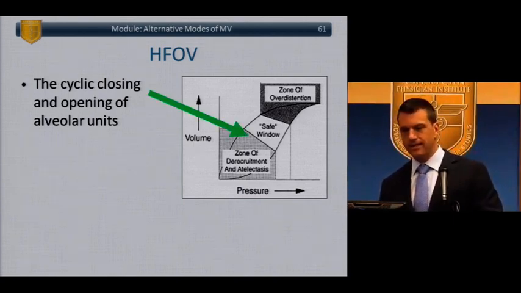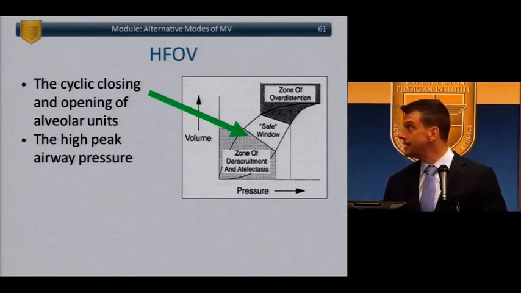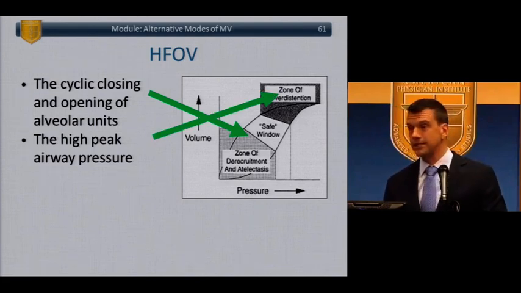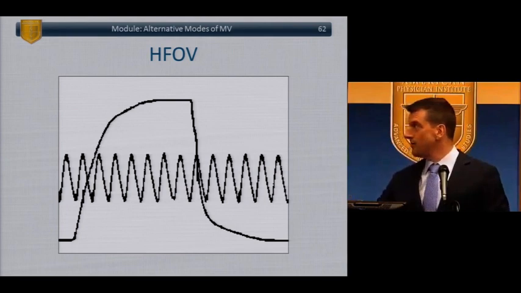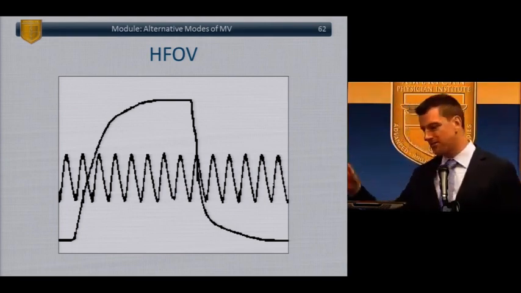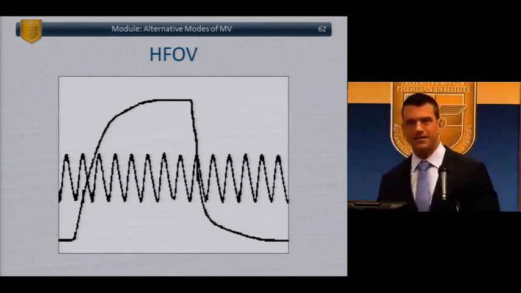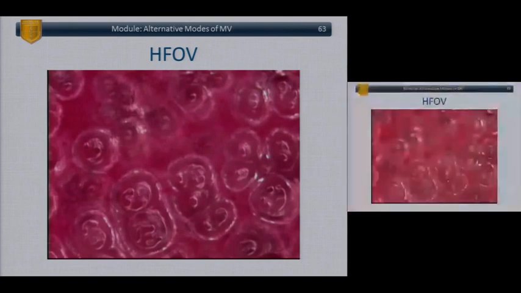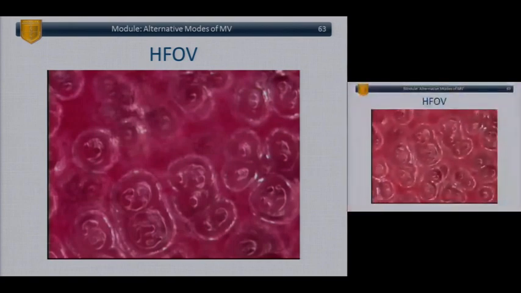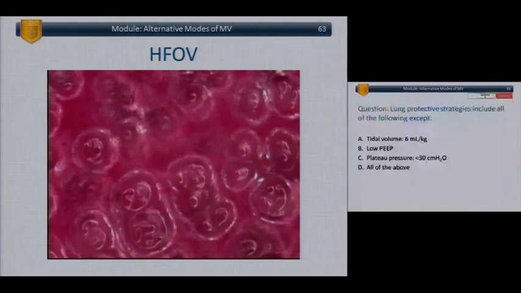So you can see here that's the cyclic closing of the alveoli and then the high peak airway pressure that we want to avoid. So if you look here, here's just like one normal breath, and what we have superimposed over that is the oscillator that's just breathing 10 times. It's cycling in that same setting of one breath. And that would look like this when you're looking at the alveolar level. Again, ventilation will be compromised, but oxygenation will maintain in a safer zone.